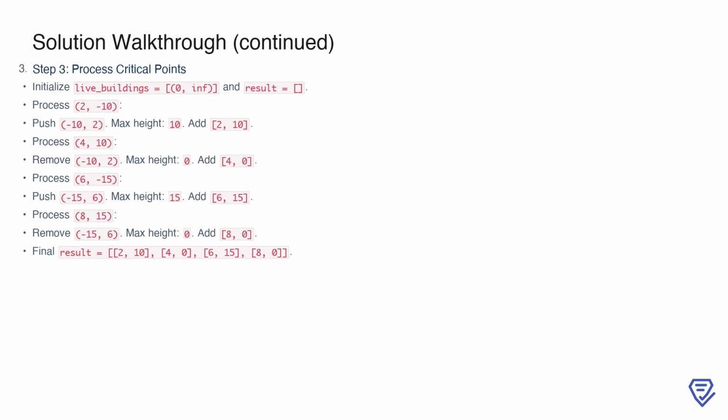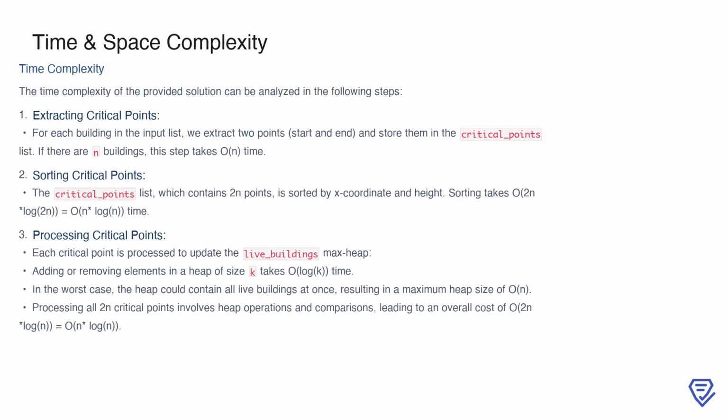To analyze the time complexity of this solution, we start by breaking the process into distinct steps. First, we extract critical points from the buildings. For each building, we identify its start and end points and add them to the critical points list. Since there are n buildings, this step takes O(n) time. Next, we sort these critical points based on their x-coordinates and height. The total number of points is 2n, so sorting them takes O(2n * log 2n), which simplifies to O(n log n).